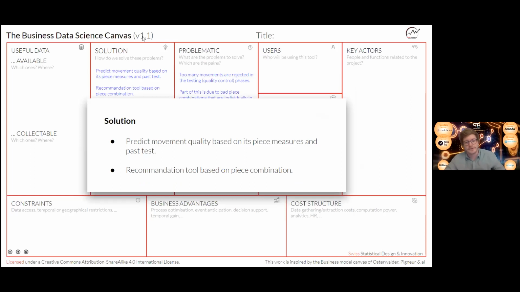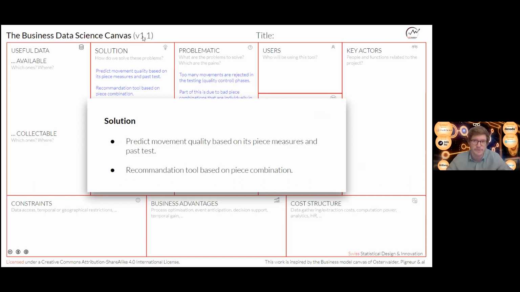Then we can jump to the solution, and like Benedikt said, the solution is defined by the problematic. So here, what do we want? We want to predict movement quality based on piece measurement and past tests. The goal is to build a recommendation tool based on piece combination. We need to ensure that the solution solves the problem. That seems pretty obvious, but it's always a good recall. And if you want to go further in the machine learning description, that's the place to do it.